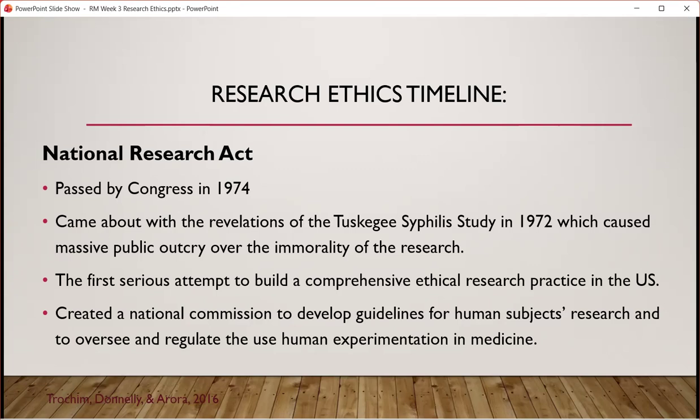And out of this act, there was a national commission that was created to develop guidelines for human subjects research and to oversee and regulate the human experimentation in medicine. It is housed within the FDA, so when researchers are wanting to research new drugs or medical devices or things like that, there's a presentation to the committee who oversees all of this at the FDA.